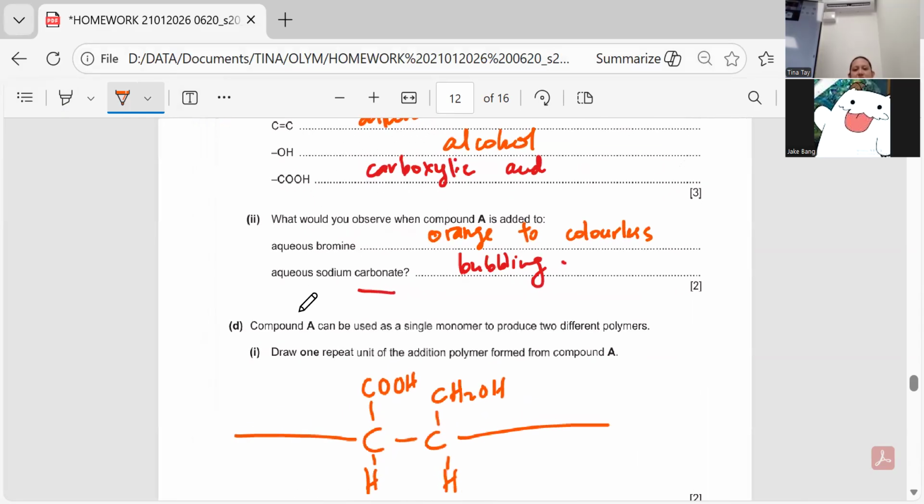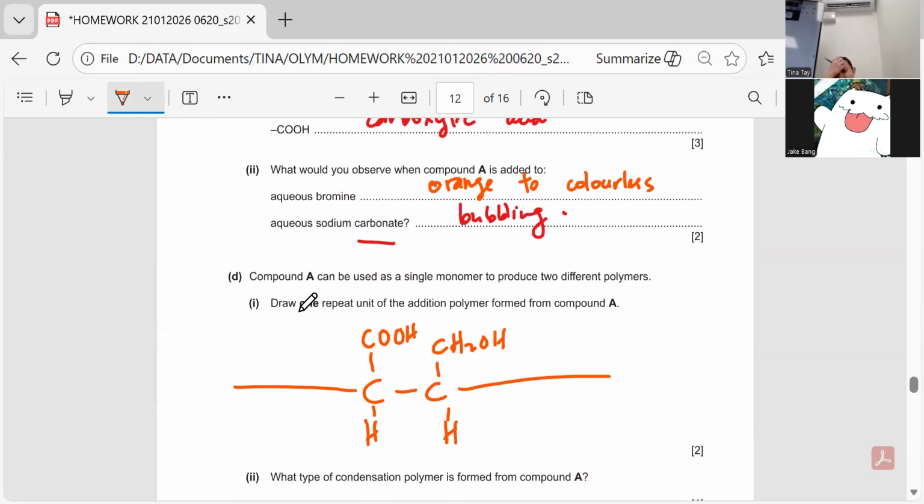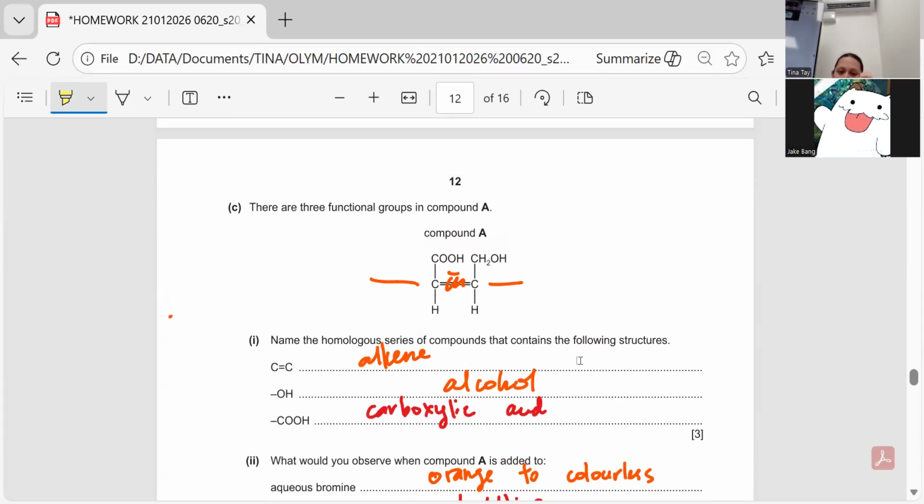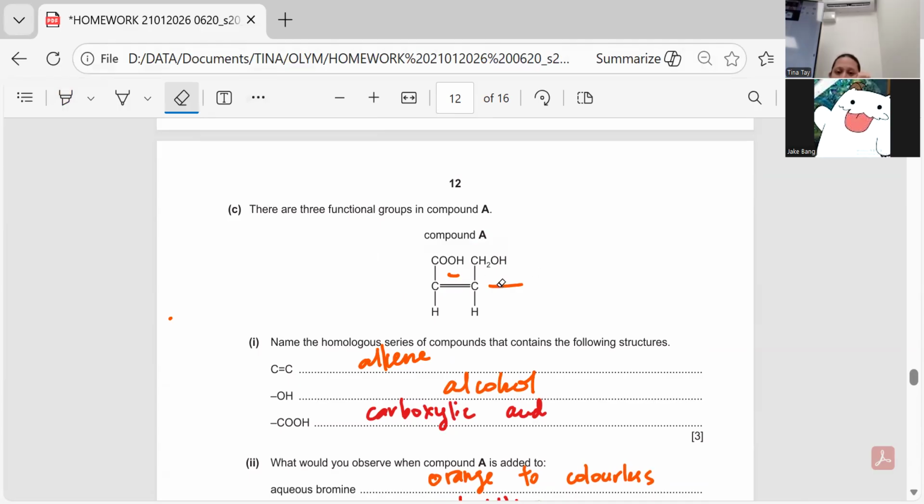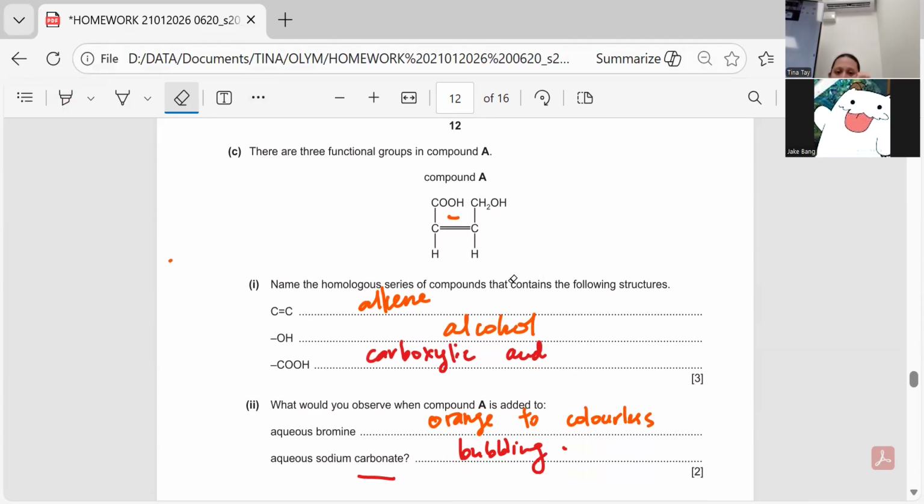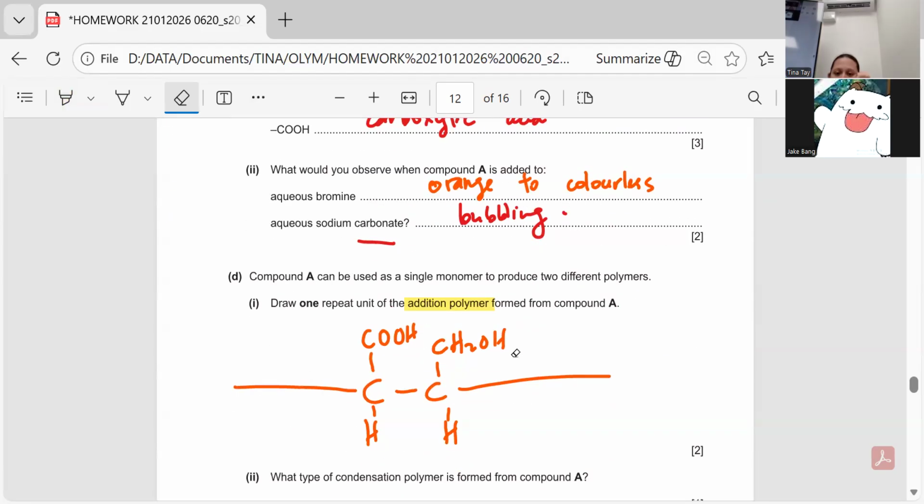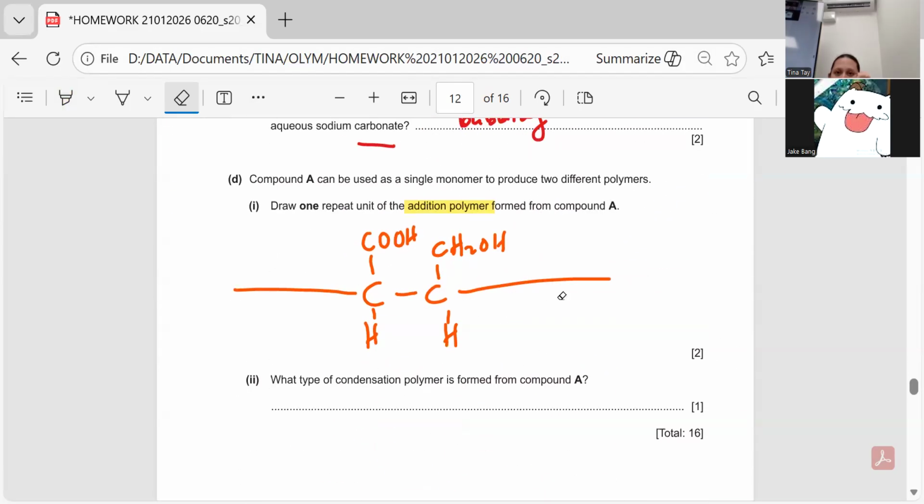Nothing else changes. Literally, the double bond opens up. The one that changes is condensation polymerization. This is addition polymerization. Highlight the word addition. Condensation is different. The question already says addition. Addition is when the double bond opens up and then becomes a single bond.